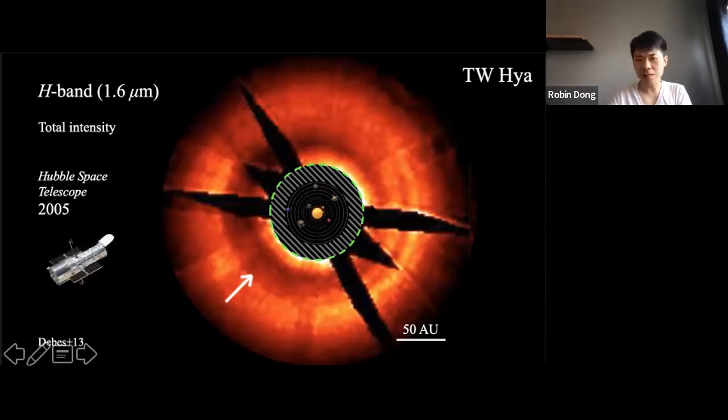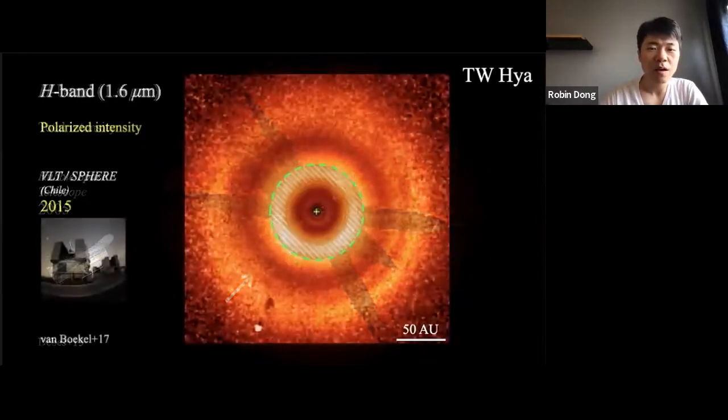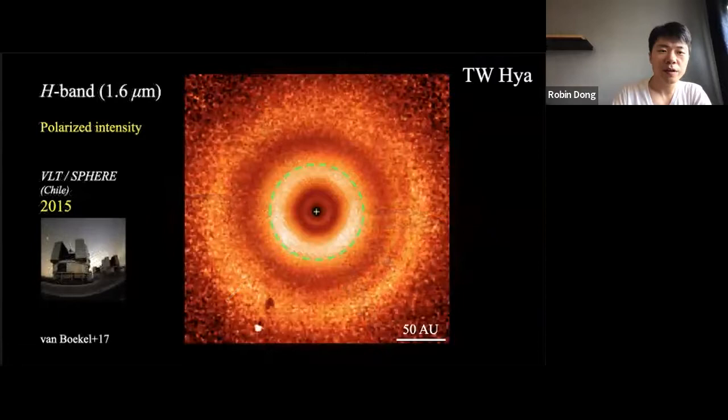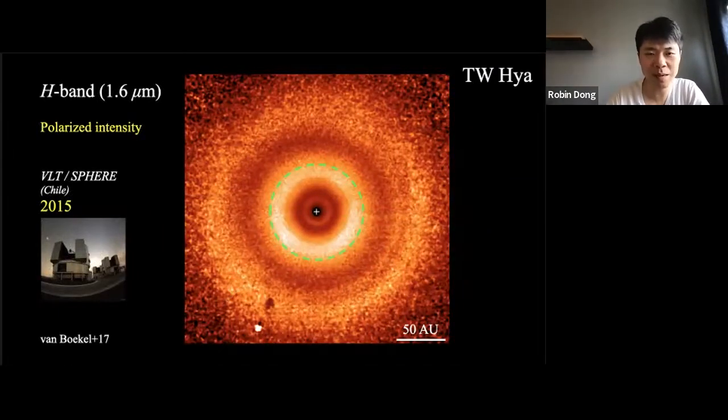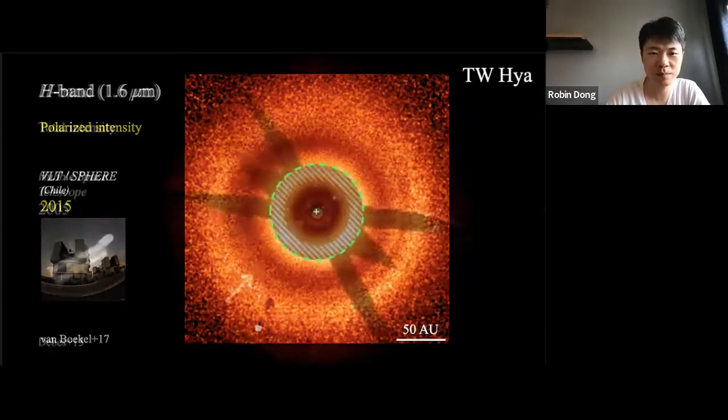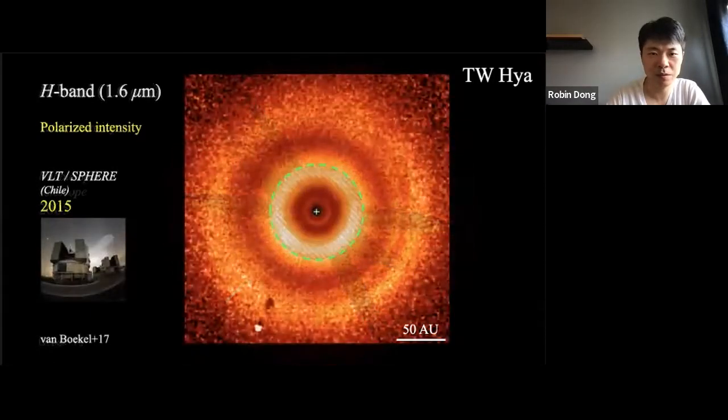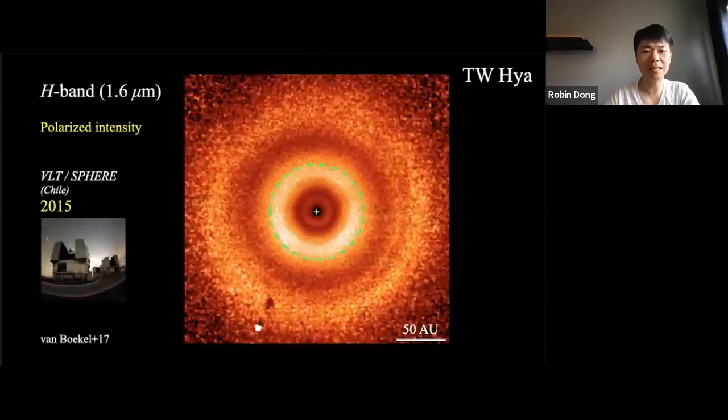So now let's see how this disk looks in today's observation. Here is a VLT SPHERE observation of the same disk at the same wavelengths on the same scale. And we can see the difference here. This observation employed a new technique called polarization differential imaging. So this image is a polarized intensity image.